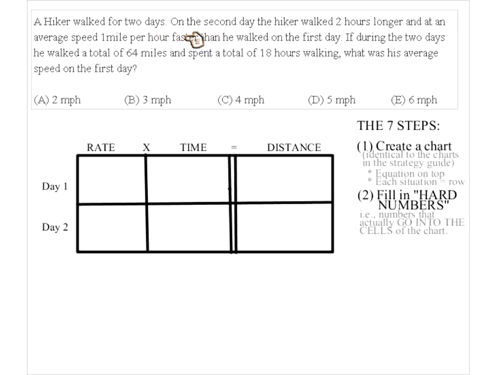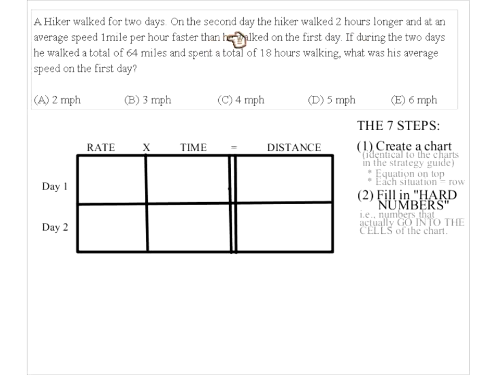Also, total of 64 miles. Does 64 go into any of these boxes? A couple of you are smiling at this. No, it does not. Because this is not the distance on the first day, and this is not the distance on the second day. So this is a total distance that's also not a hard number right now. Smiley face if you guys understand that. This does not actually go in any of the boxes of the chart. That's very important. This is a relationship. And so is this.